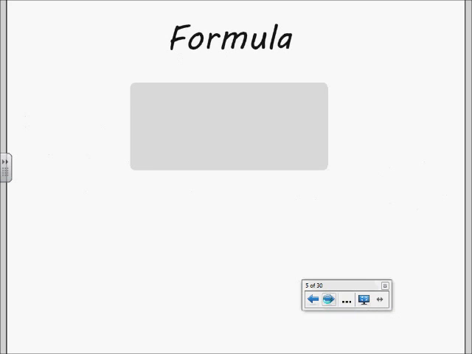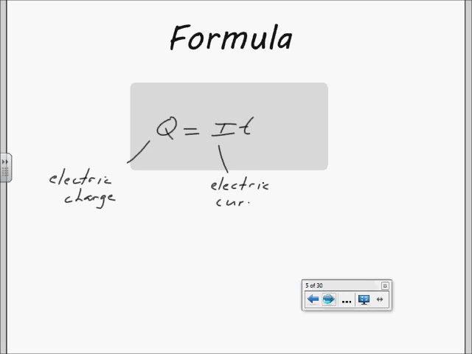All right, so in terms of the formula, that's represented by the statement Q equals IT. Q is electric charge. I is electric current. And T is time in seconds. Need to remember that, seconds.